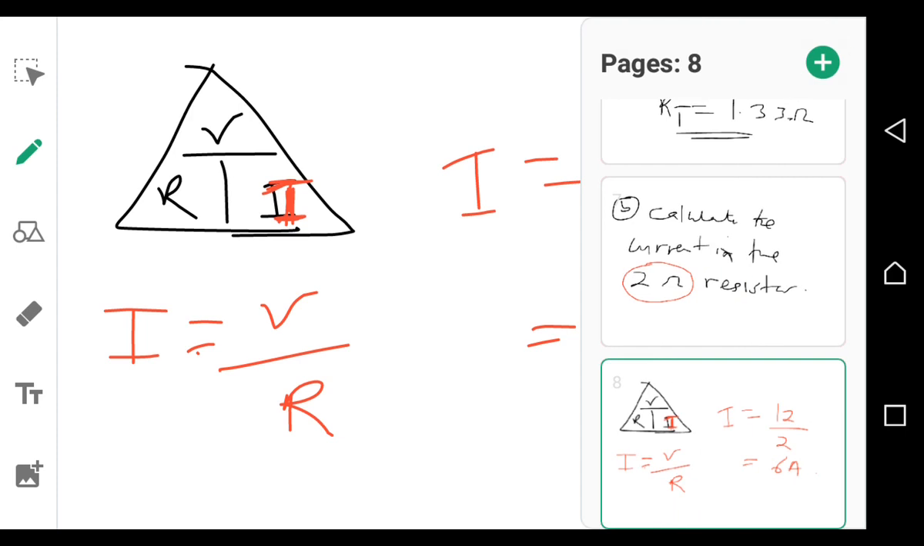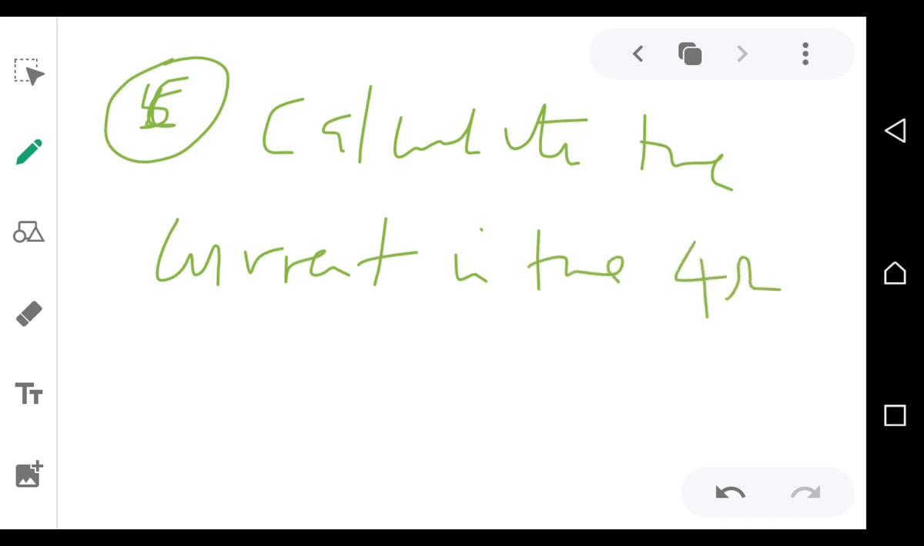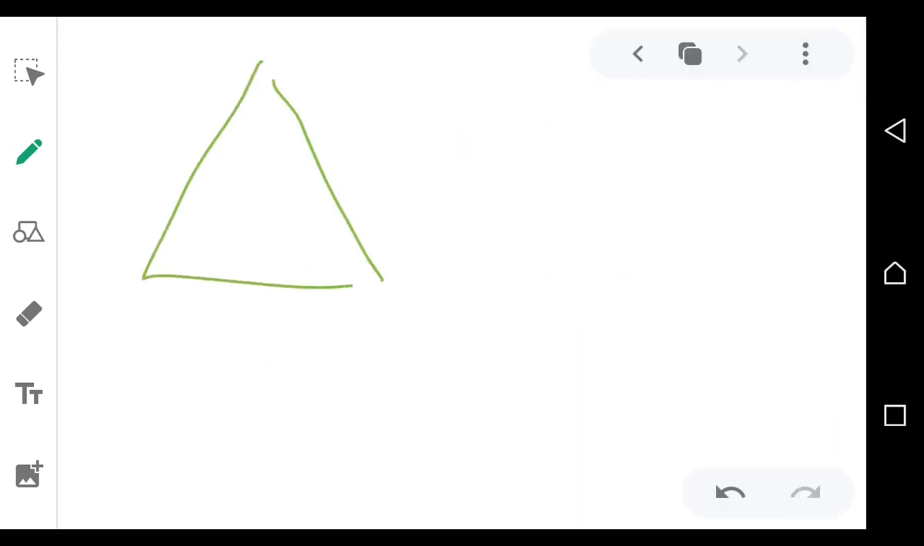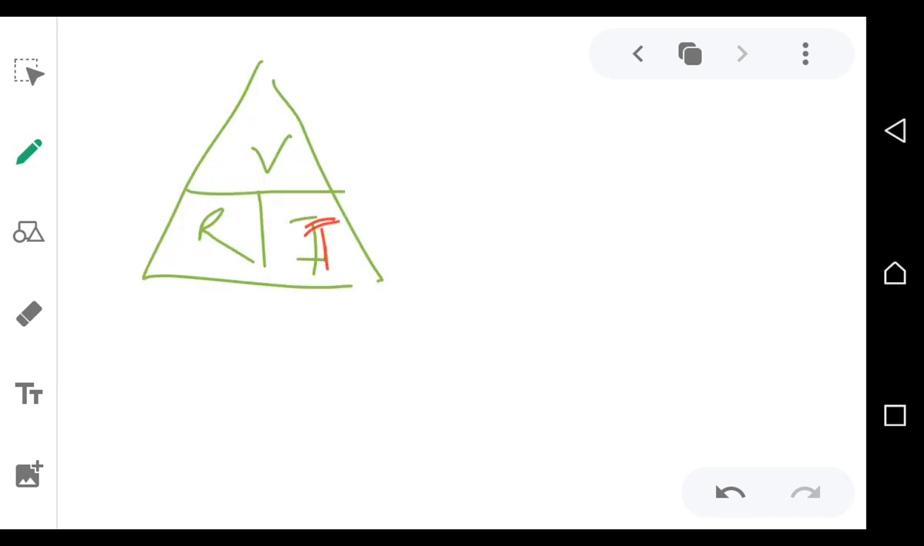Then question C, that was question B. Calculate the current in the 4 ohm resistor. You see there are two resistors now. It's the same thing. You always use the same formula. Resistance is equal to voltage over current. When I highlight current here, what formula do I remain with? Voltage will remain over the resistance.